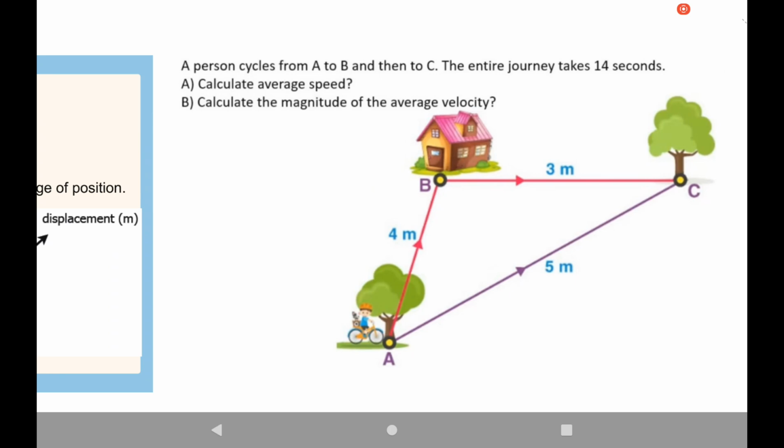Cycling his bike, whatever, bicycle, and as you can see, from A to B we got 4 meters. He traveled from the tree to the house with 4 meters. He also traveled from the house to the tree with 3 meters, BC, and then AC is 5 meters. So the question is, what is the average speed and the magnitude of average velocity?